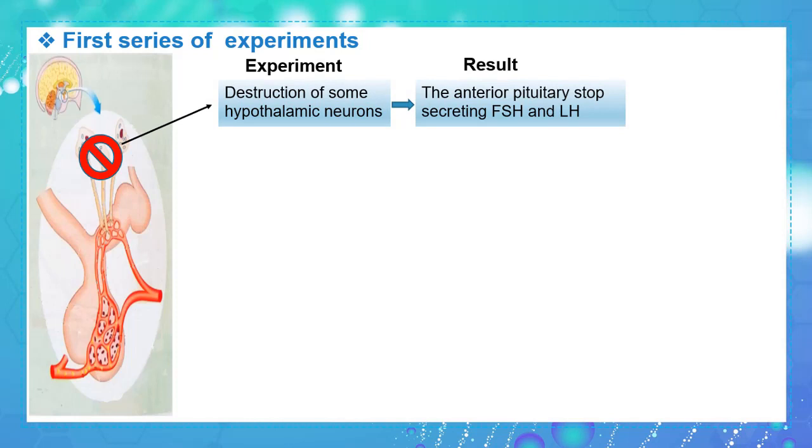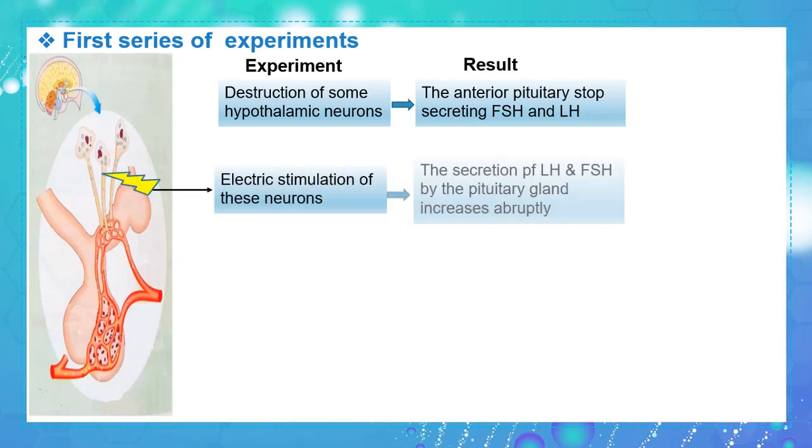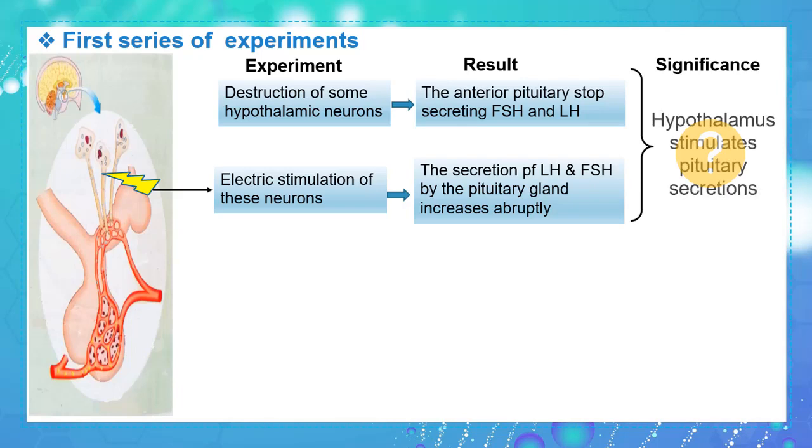To prove the relation between the hypothalamus and the pituitary, let's start with the first series of experiments. When the neurons of the hypothalamus are destroyed, the anterior pituitary stops secreting the hormones FSH and LH, whereas the stimulation of those neurons causes an increase in the secretion of pituitary hormones. What significance can you make from these experiments? Well, I think your answer will be that the neurons of the hypothalamus stimulate pituitary secretions.